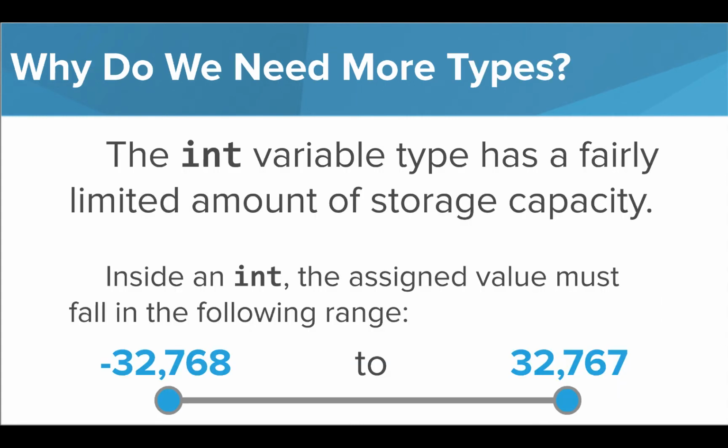A variable saved inside an int type has a fairly limited amount of storage. The number saved inside an int must be larger than negative 32,768 and smaller than 32,767. Now, this might not seem too limiting when we think back to programs we have been building up to now, but as we delve into this module and begin to create more complex programs, we will need the ability to store values at a larger capacity. Lucky for us, more variable types exist that can do just that.